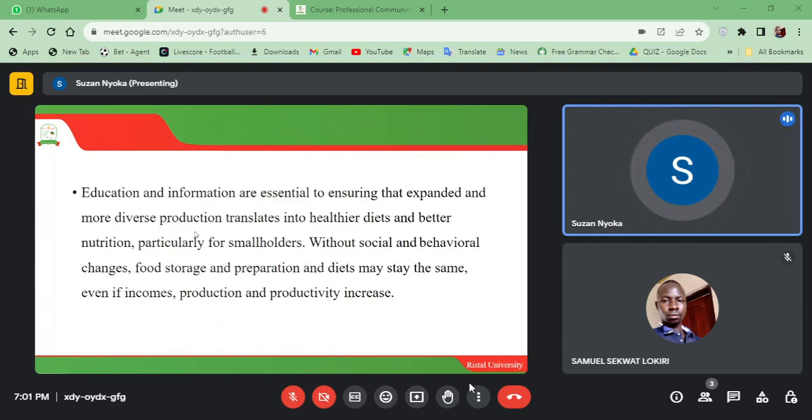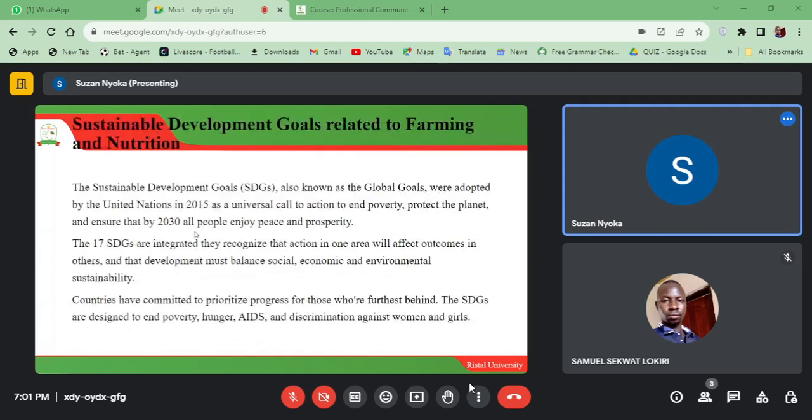Sustainable development goals related to farming and nutrition, also known as the global goals, the universal call to action to end poverty, protect the planet, and ensure that all people enjoy peace and prosperity. The 17 SDGs are integrated, and development must balance social, economic, and environmental sustainability. Countries have committed to prioritize progress for those who are farthest behind. SDGs are designed to end poverty, hunger, AIDS, and discrimination against women and girls.